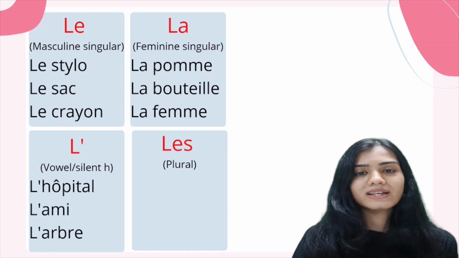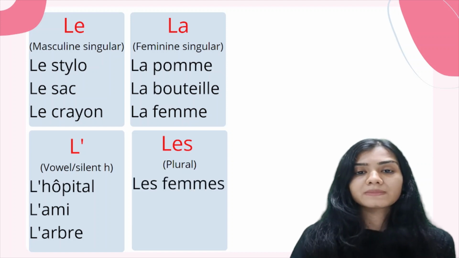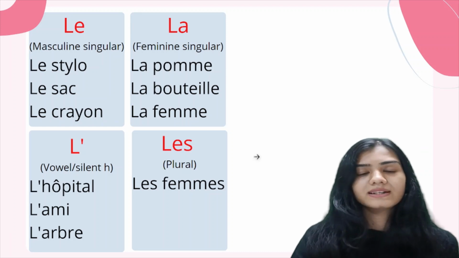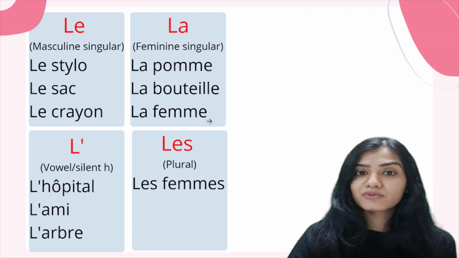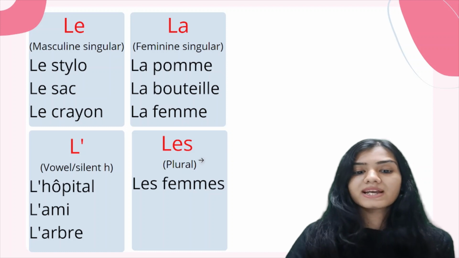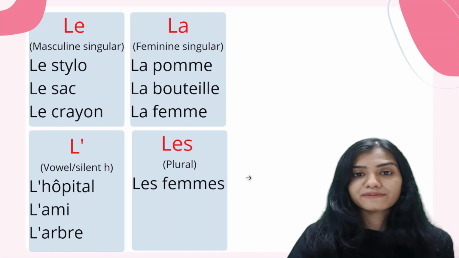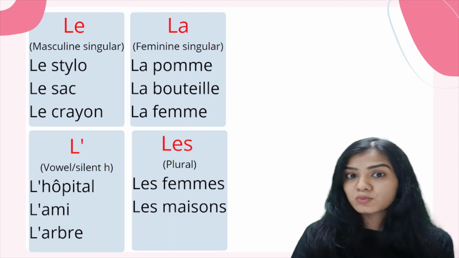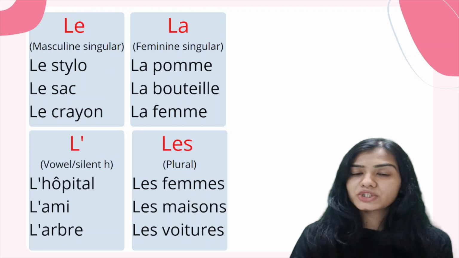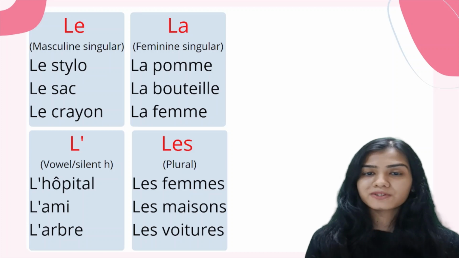Now the last one, les. We use this for plural nouns. Les femmes, that is the women. Over here we have used la femme, that was for a single woman, singular. Here it is plural, women. So that's why it is les femmes. Les maisons, the houses. Alright, it's plural. Les voitures, the cars.